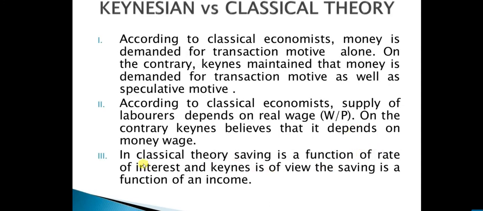Keynesian versus classical theory. According to classical economics, money is demanded for transaction motive alone. On the contrary, Keynes maintained that money is demanded for transaction motive as well as speculative motive. According to the classical economists, supply of labor depends on real wages. On the contrary, Keynes believes that it depends on money wage. In classical theory, saving is a function of the rate of interest. Keynes is of the view that saving is a function of income.